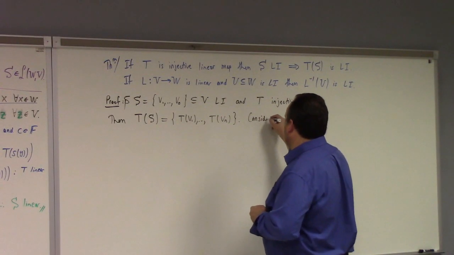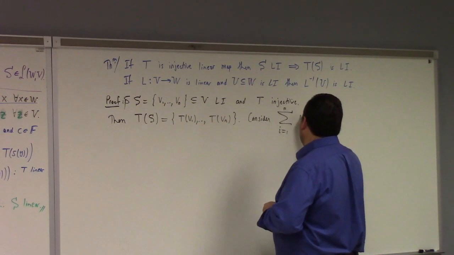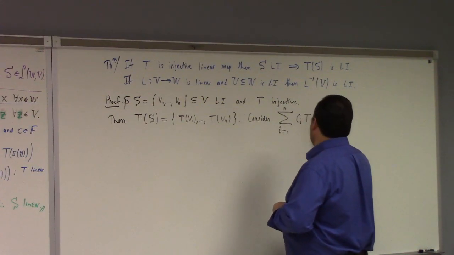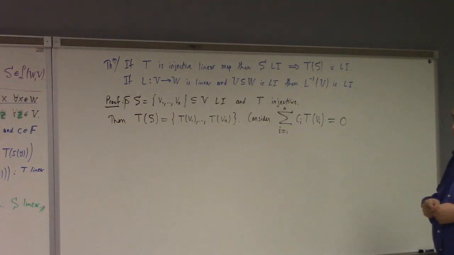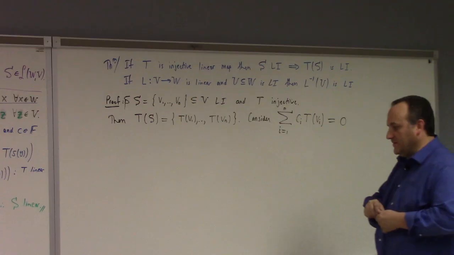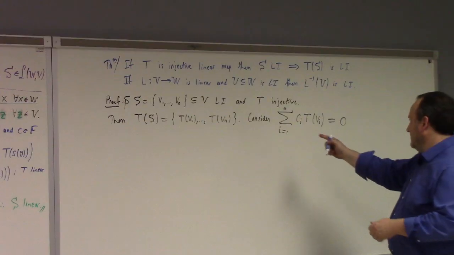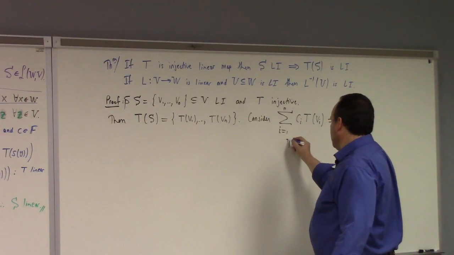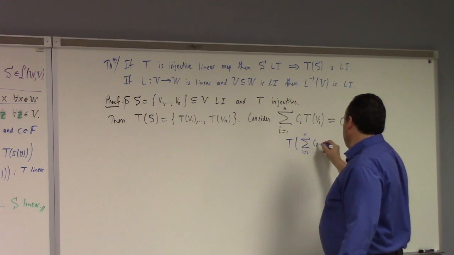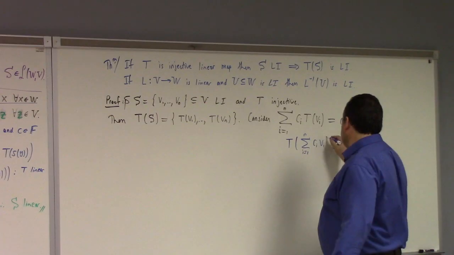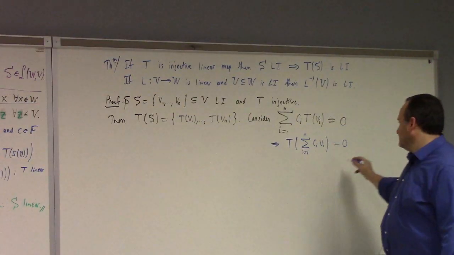Consider the sum i equals 1 to n of ci T of vi equals 0. What can we do with that? What did we learn about linear transformations? How do they work together with finite sums? We can pull the sum in, right? This is the same as T of the sum i equals 1 to n of ci vi, equals 0, by linearity of T, right?